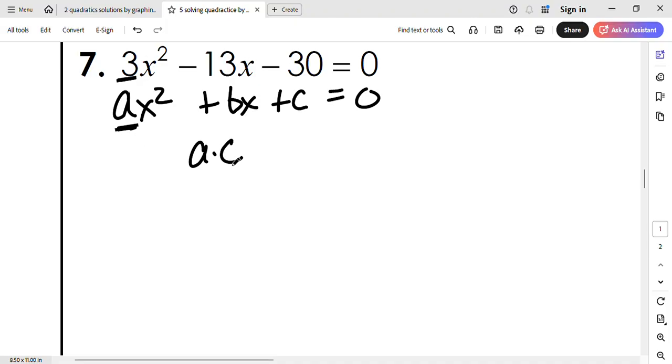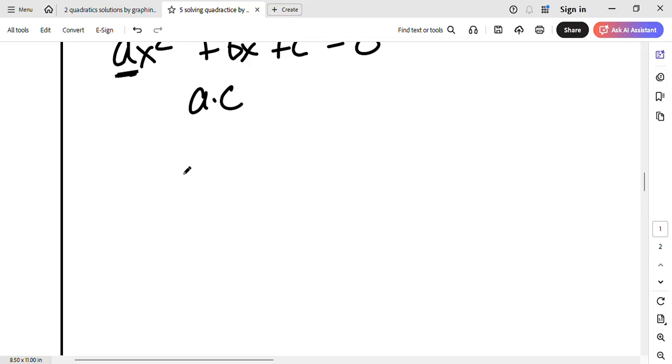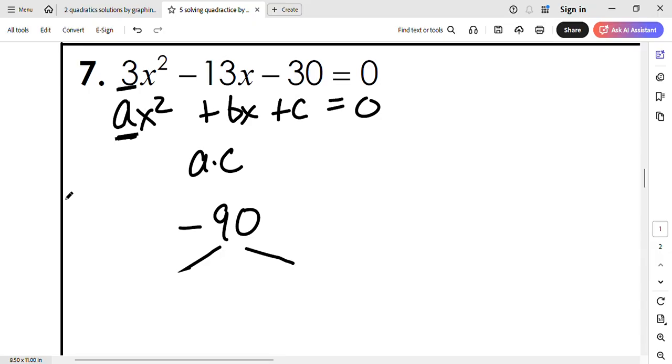Okay, so AC, I'm going to take A and multiply it by C, so what's 3 times negative 30? Negative 90 is right. So I want to find factors of negative 90 that add up to, you don't need to put the X in it? No, we don't use the X right now. Now we're just taking the numbers and trying to split the middle value into 2 values. And this is the process by which I do that. So factors of negative 90 that when I add them equal negative 13.